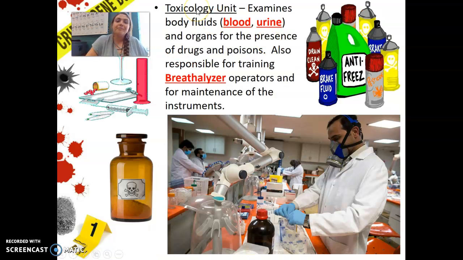The toxicology unit examines body fluids, blood, urine, and organs for the presence of drugs and poisons. So basically, same thing as a toxicologist, but you might not be a fully certified toxicologist and still get to work in a toxicology unit. Being like a lab tech, just helping run the tests, you would make less than a full-blown toxicologist, but could still end up working in that kind of job.